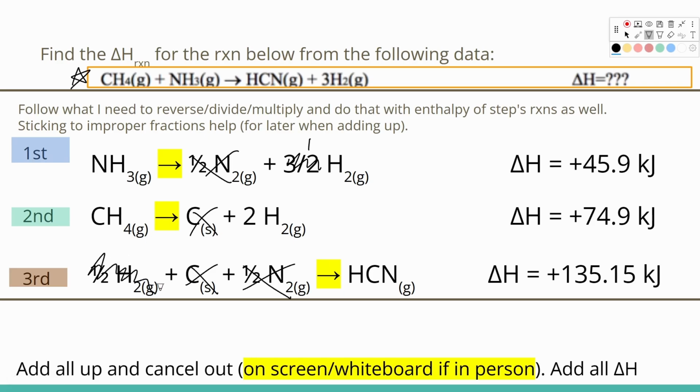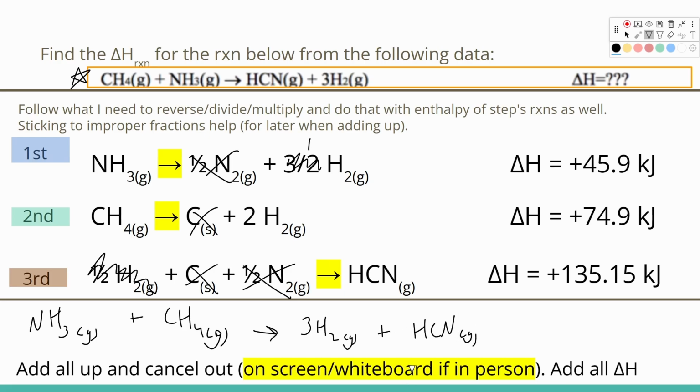Now I'm going to add up the reactants, add up the products to see if I get the overall. So I have NH3 as a gas. And then I have CH4 as a gas. So that's just getting it from here. I have an arrow. And then on the product side, I have H2 here. I have 2 H2s here. So I have a total of 3 H2s. And then I have HCN.